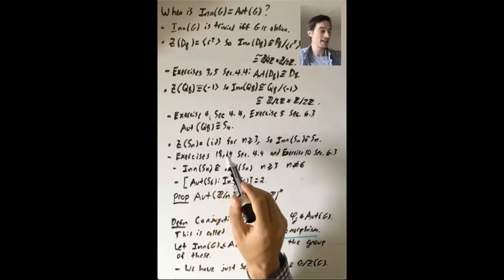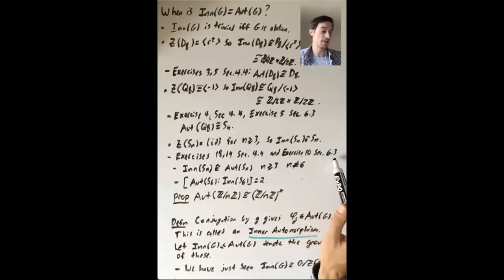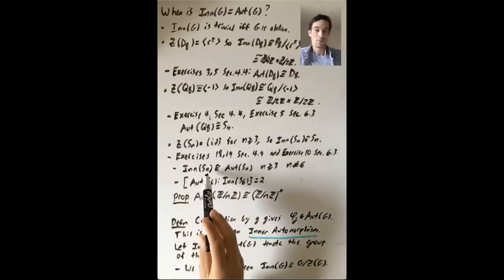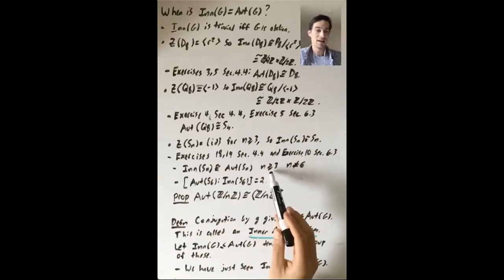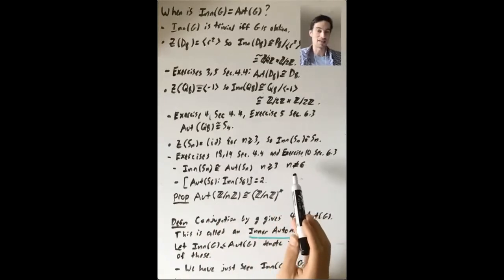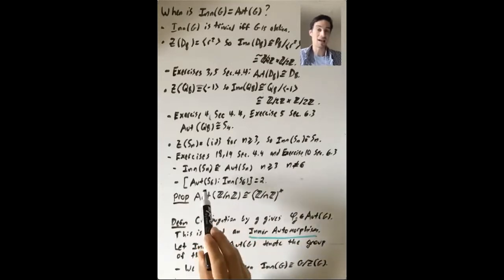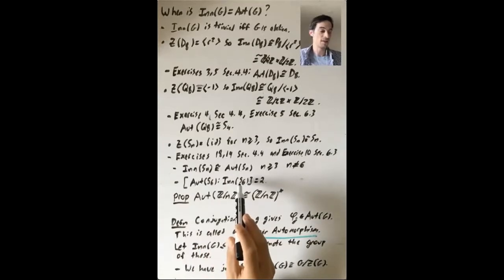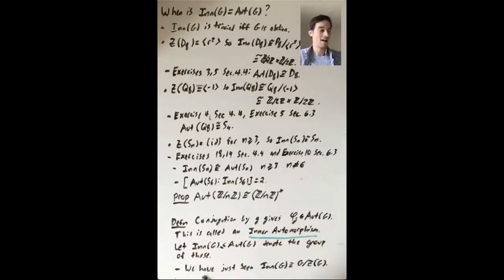Exercises 18 and 19 in section 4.4, and then again something much later, exercise 10 in section 6.3, show that the group of inner automorphisms of Sn is the full automorphism group when n is at least 3, except when n equals 6. When n equals 6, there's an automorphism that does not come from conjugating by an element. So the group of inner automorphisms actually has index 2 in the full automorphism group. So these exercises are not so easy.